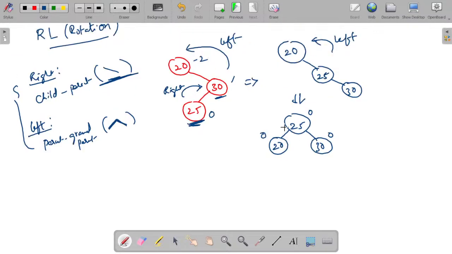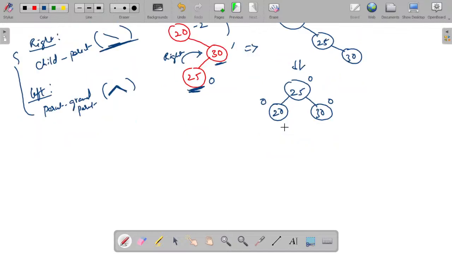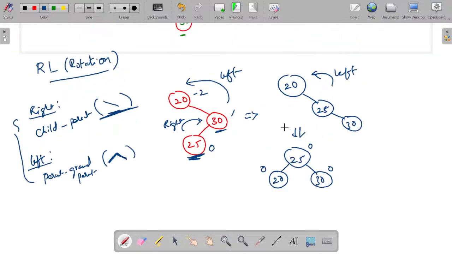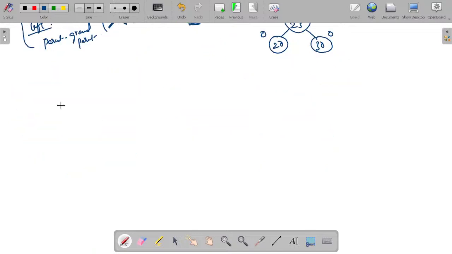I believe you all have understood right left rotation, and right left rotation is performed only when the imbalance happens because of a left child for the right subtree inserted. So here RL rotation is performed when the tree is in this structure. Okay, do remember this. Now we will see how we can perform a LR rotation or left right rotation. Just opposite to the RL rotation, LR rotation works.